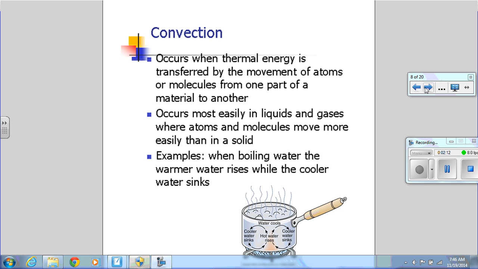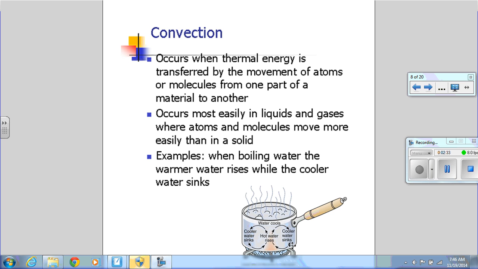Convection. Convection is one of the ones that's a little bit harder for us to visualize. It happens in your liquids and gases. What happens with convection is when you have a transfer or a movement of atoms or molecules from one part of a material to another part. What we mean by that is, look at this example of water boiling in this pot.